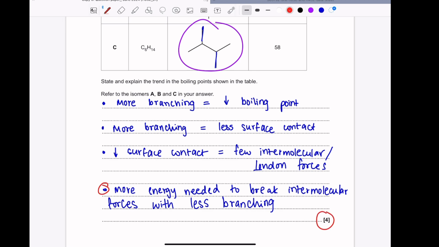Now, if I'm being honest, the last point I would have worded slightly differently, but this was exactly what's on the mark scheme. Instead, I would say, just a converse argument really, that less energy is needed to break intermolecular forces with less surface contact.